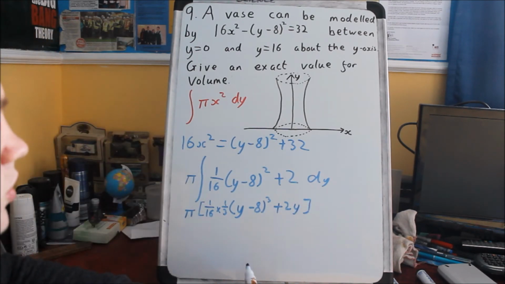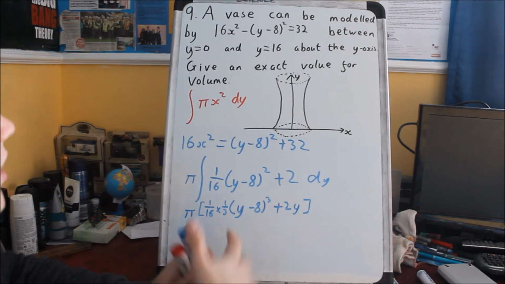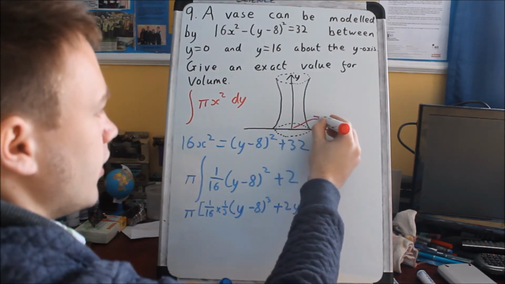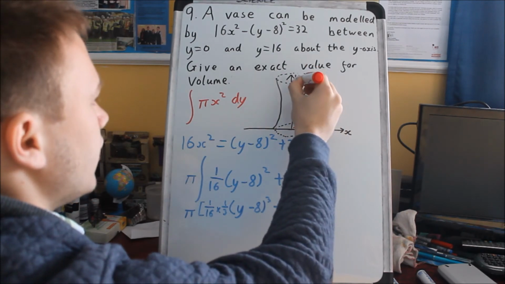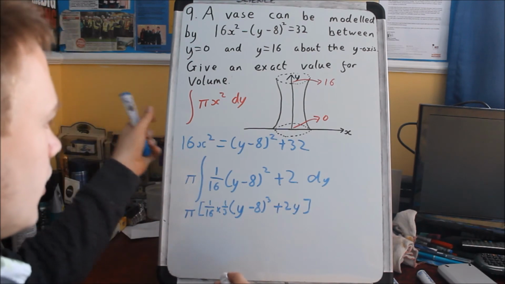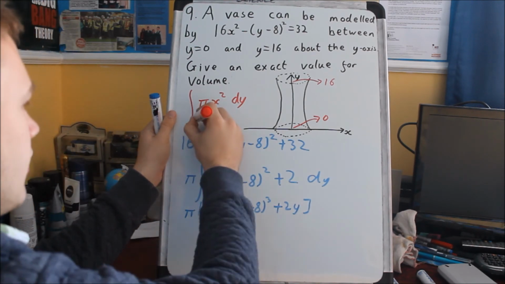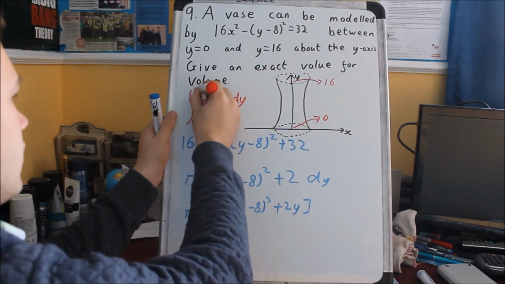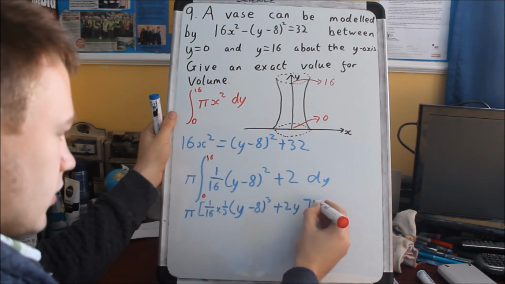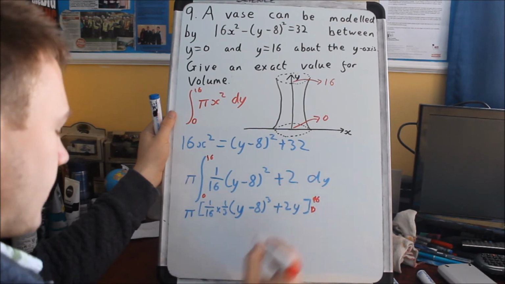What are we integrating between? Well, it says in the question it's between y equals 0, which is down here, that point there is 0, and y equals 16. So the top of this vase is at the point y equals 16. So this integral sign is going to have a 0 at the bottom and 16 at the top. We're integrating between those 2 points, 0 and 16.